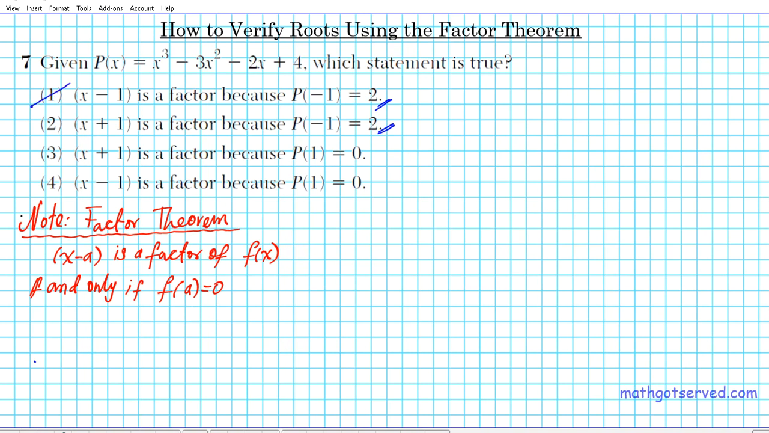So we automatically eliminate option 1 and 2 because those 2 statements do not tell you if a polynomial factor is a factor of a polynomial. Now, option 3 and 4 look more like this. X plus 1 is a factor because p of 1 equals 0, and x minus 1 is a factor because p of 1 equals 0. So these two harmonize with the factor theorem because they've been set equal to 0. So the question is, which one of them is incorrect?